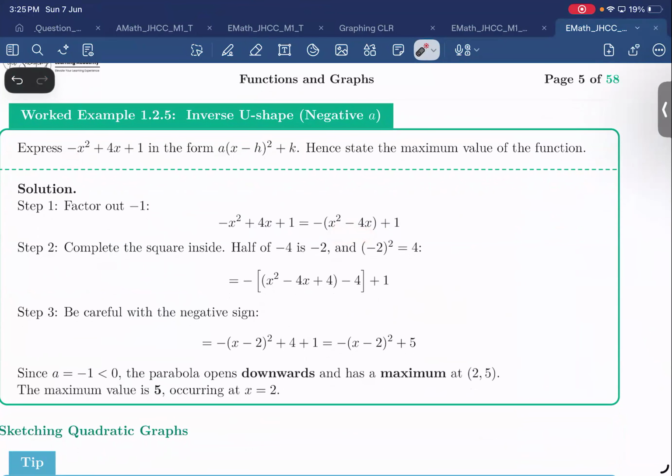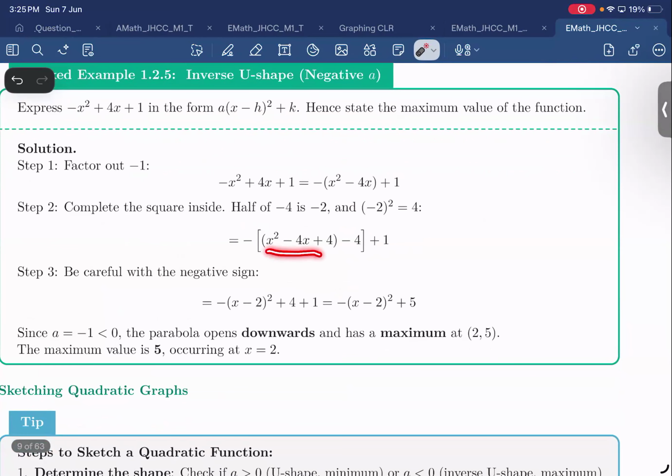Then notice the plus here becomes a minus. Then this value here, minus 4, you half it, which is minus 2, then you square it is 4. Then you plus 4 minus 4, same steps. Then this guy here becomes x minus 2 squared. Then minus times minus 4 will be plus 4. And then plus 4 plus 1 is plus 5.